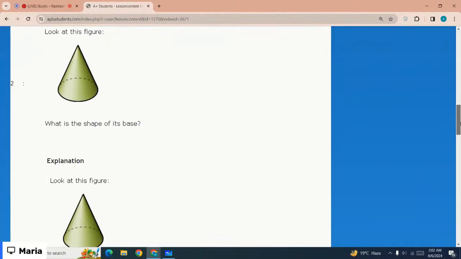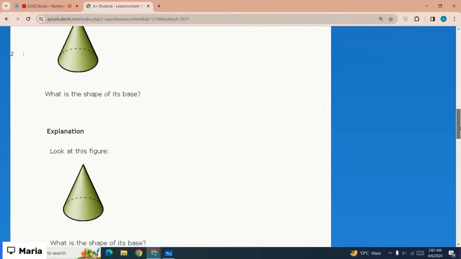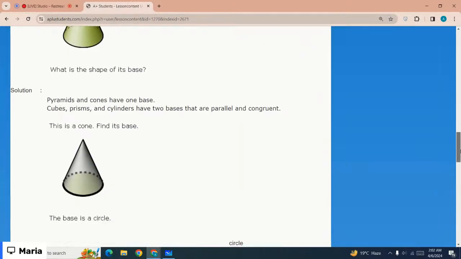Okay, then the next shape. Look at this figure. What is the shape of its base? So, pyramids and cones have only one base, right? And you can see the base is a circle. Only one face it is, that is a circular face, right? That is a cone, and a cone has only one face, that is a circle, right?